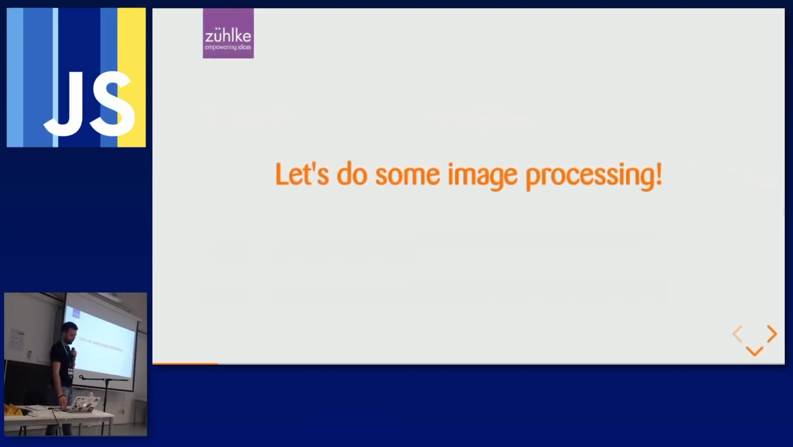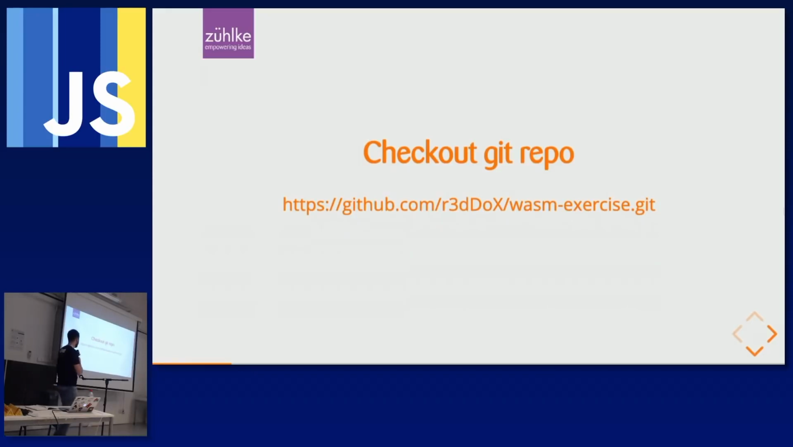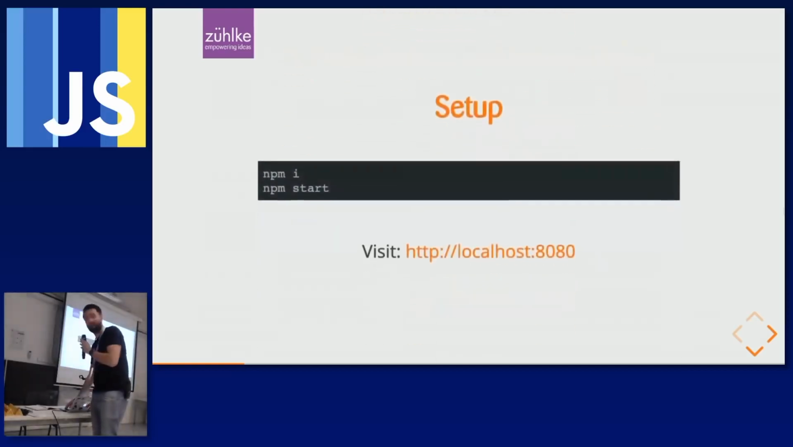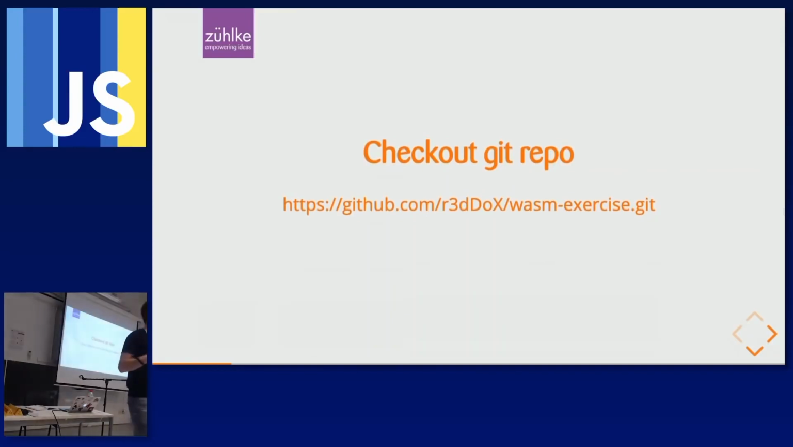So let's do image processing, shall we? The first thing you have to do is check out that little Git repository. It shouldn't be too big. This is the setup for our last two exercises. When you have downloaded it, execute npm install and npm start, and then you should have a local running web server on port 8080, or if port 8080 is taken, it will start on 8081, 8082, whatever is free. It will show you in the console.